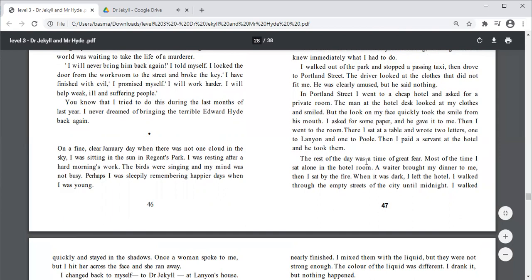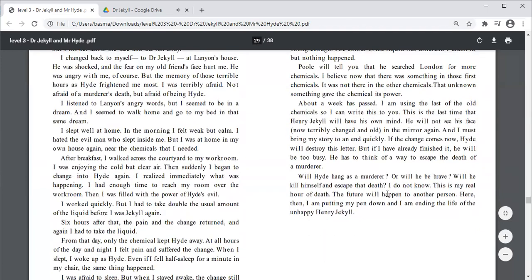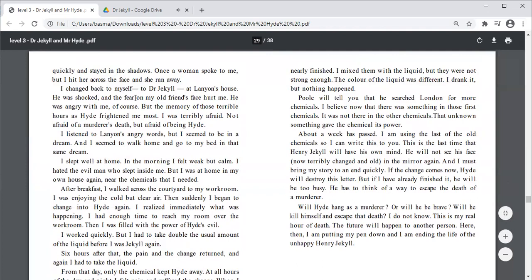The rest of the day was a time of great fear. Most of the time I sat alone in the hotel room. A waiter brought my dinner to me. Then I sat by the fire. When it was dark, I left the hotel. I walked through the empty streets of the city until midnight. I walked quickly and stayed in the shadows. Once a woman spoke to me, but I hit her across the face, and she ran away.